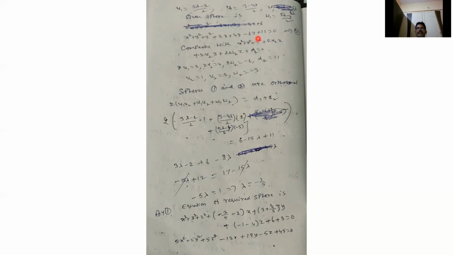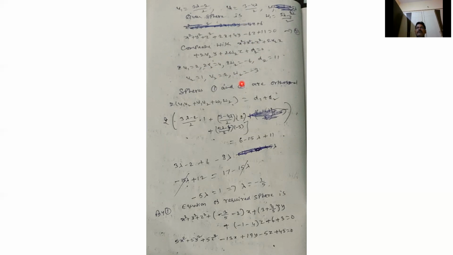So compare this: x square plus y square plus z square plus 2ux plus 2vy plus 2wz plus d equal to 0. So we get 2u is 2, 2v is 4, 2w is minus 6, d is equal to 11. So from this, u2 equal to 1, v2 equal to 2, w2 equal to minus 3.